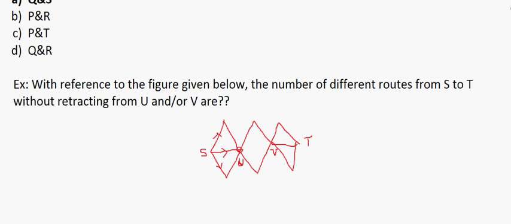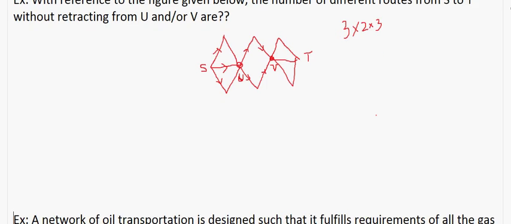Once we are here, we have two options, right? So this is our basic principle of multiplication. This option would lead here, and we would reach V in two ways. Now from V to T again we have three options. So finally our answer is 3 multiplied by 2 multiplied by 3, which is 18 ways, right? If you know the basic principle of multiplication and what we are doing here, this question becomes very easy. So the answer would be 18.